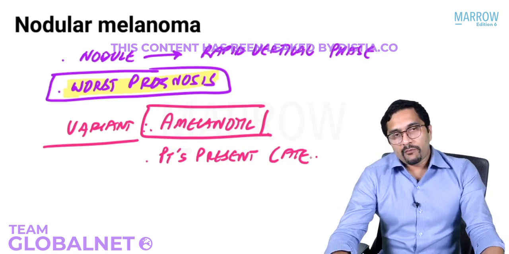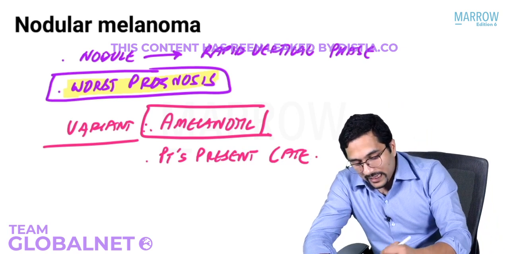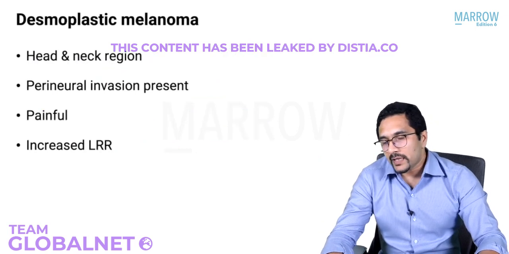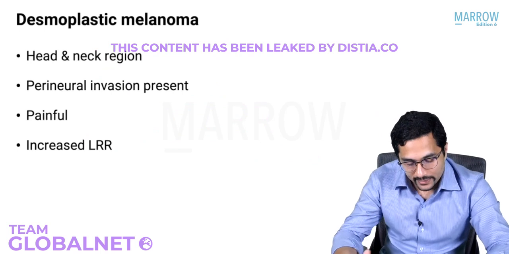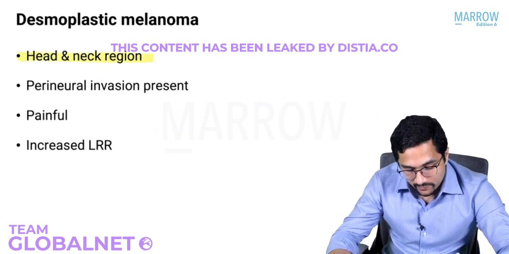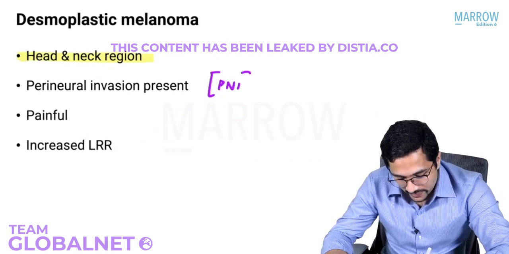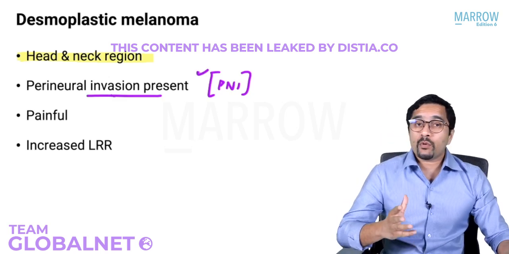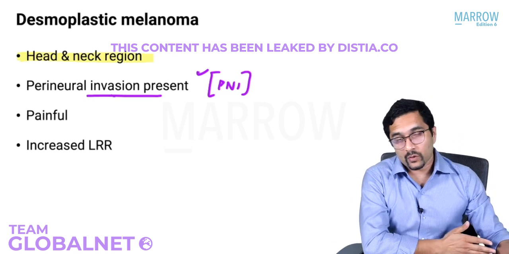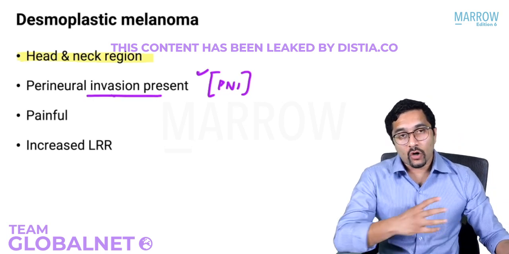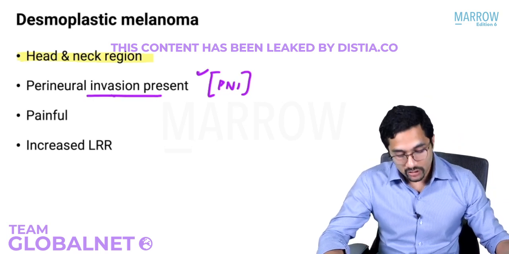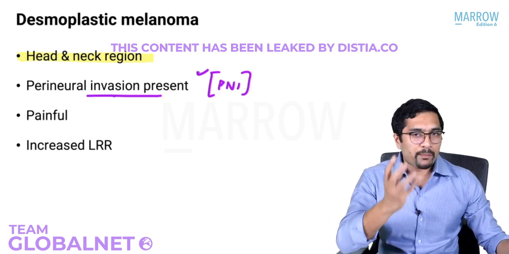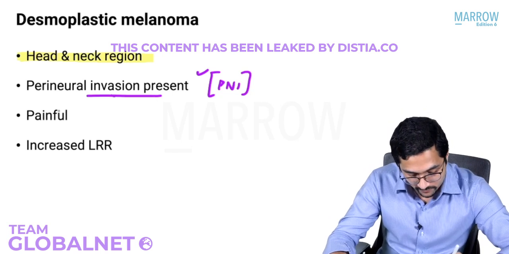The final type of melanoma which has been mentioned in Bailey and the latest Sebastian is desmoplastic melanoma. And desmoplastic melanoma is commonly seen in the head and neck region. Perineural invasion, PNI, right? PNI we've discussed for various tumors. If you remember, in salivary glands, we spoke about adenoid cystic carcinoma as well, which has a strong propensity for perineural invasion. So this is seen in the head and neck region, extremely painful because of perineural invasion.